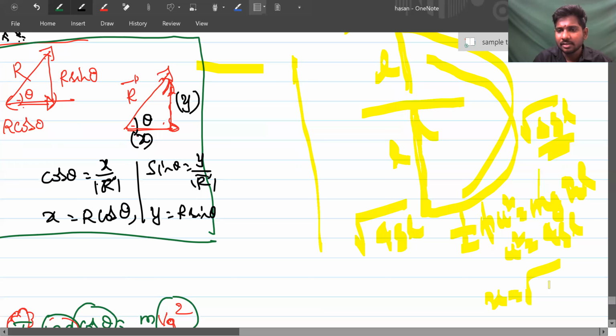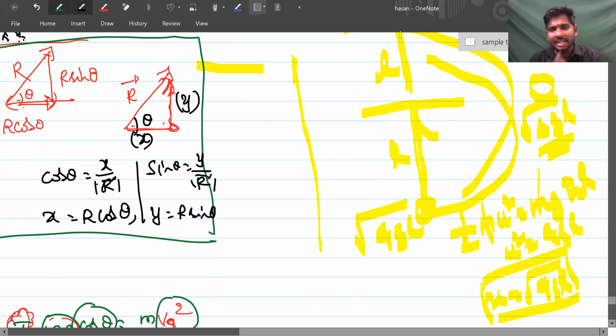So the examiner might replace the string with a massless thin rod, then your answer will become root 4GL, not root 5GL. So here it will be root 4GL at the bottom, and root 2GL at the middle. There will be zero velocity at the top. Like that you can solve the problems. Got it? Just a kind of variation. If this rod is having mass, then we will see that point in rotational motion.